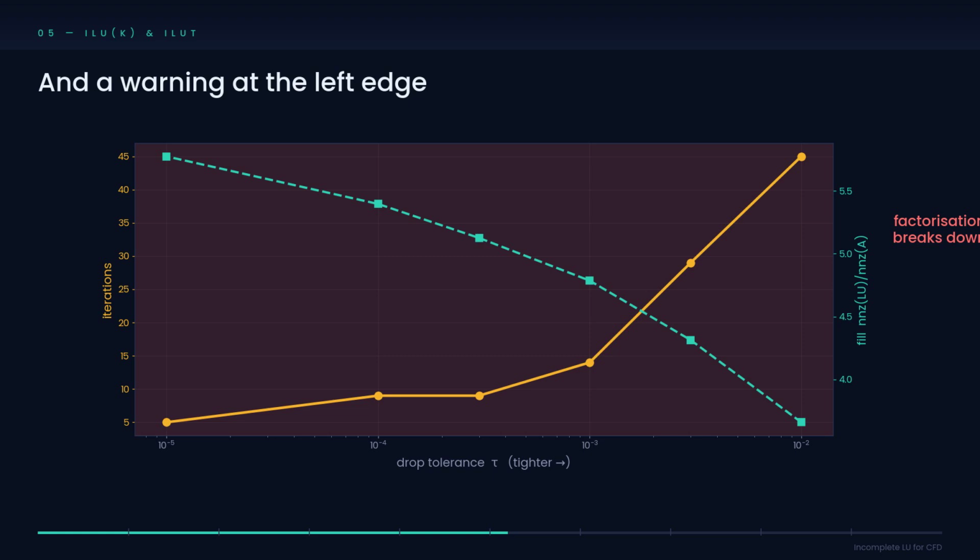Notice what happens at the far left. At tau equal to 300ths and above, there is no data point at all. Because the factorization broke down, a pivot reached exact zero and the algorithm stopped. That is not a bug in the software. It is the fundamental vulnerability of incomplete factorization, and it is where the second half of this lecture begins.